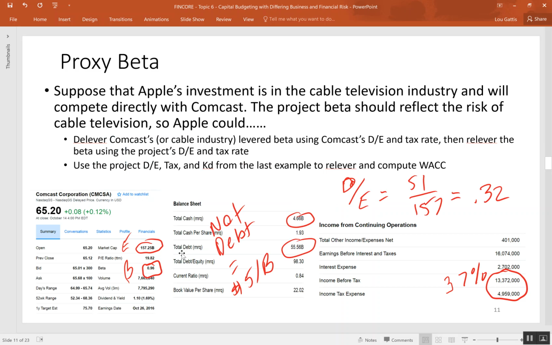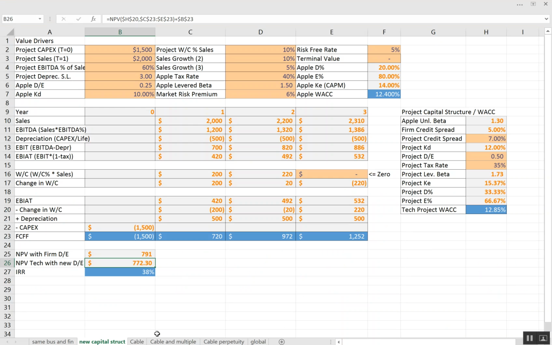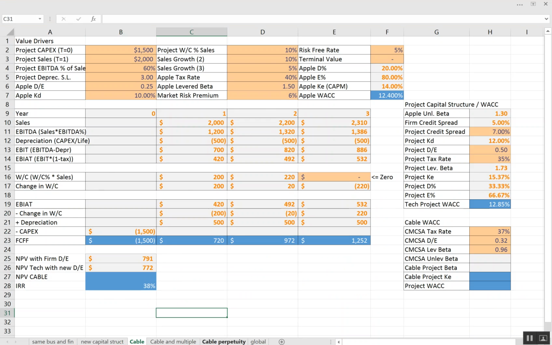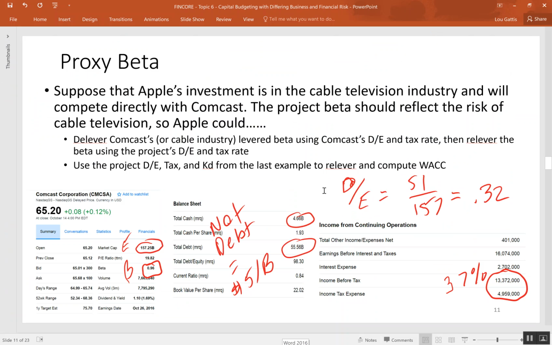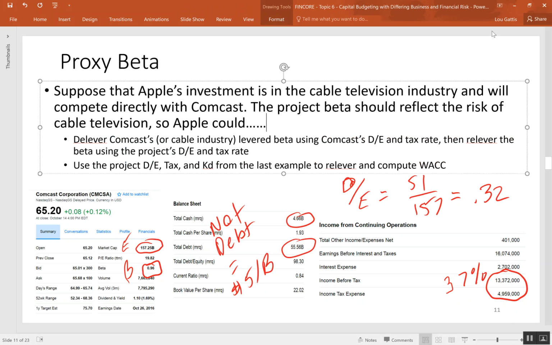Now let's look at a different example. What if this tech investment that Apple wants to do is a little bit different? What it wants to do is actually invest in the cable industry, and they think the investment is more like the risk of cable than of technology. So in that case, we can't use Apple's beta, because Apple's beta reflects both Apple's financial risk and Apple's business risk, right? The stock has been moving based on the risk of the tech business.